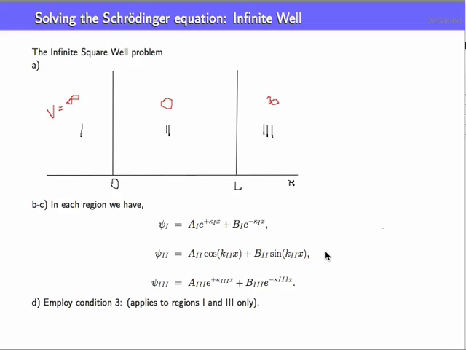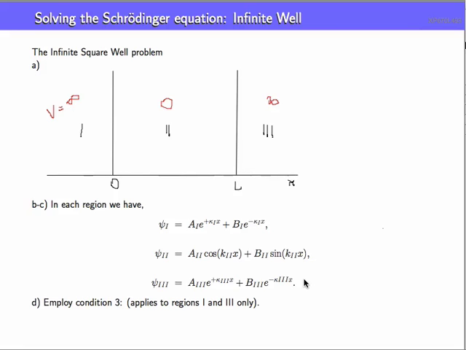For region 2, we're going to use sines and cosines. That turns out to be easier in this case to employ. And then for region 3, we have the general solution of exponentials again. Now again, I'm labeling all the coefficients and all the k's with a subscript for the region that they belong to.